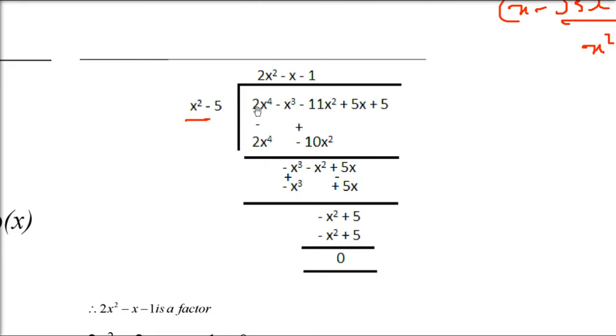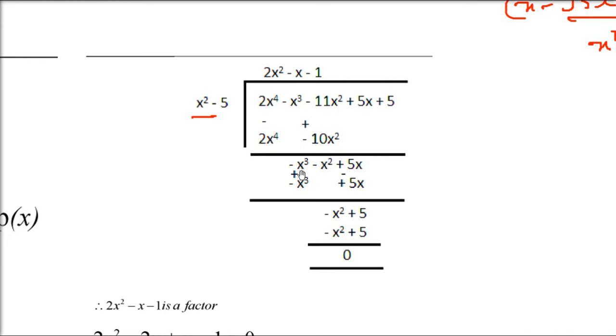So we need 2x raised to 4. If you multiply x square by 2x square, you get 2x raised to 4. Then you have minus 5 into 2x square, and that is minus 10x square. Always write the same power one below another. Now we have one multiplication. Now you can change the sign and add, or subtract directly. So this gets cancelled and minus x cube will come as it is. Now minus 11x square, and since we have taken subtraction, minus 10 will be plus 10. So 10x square minus 11x square will be minus x square. And then minus x cube will come like that.